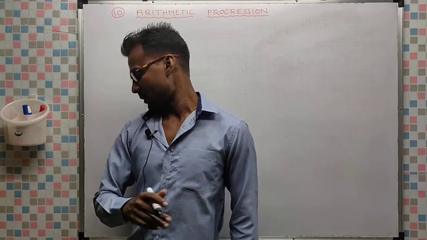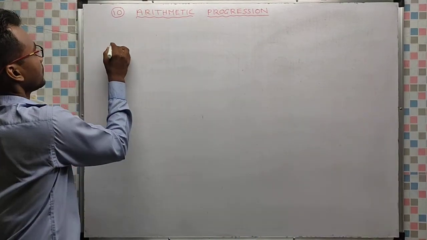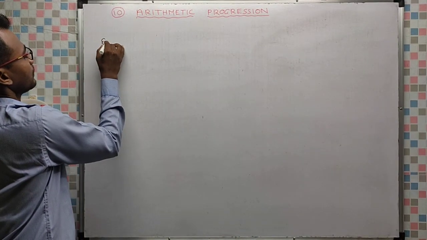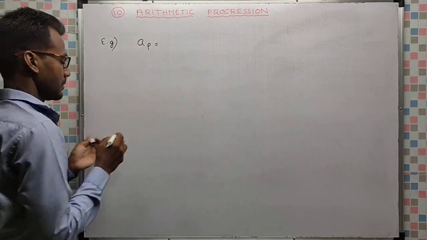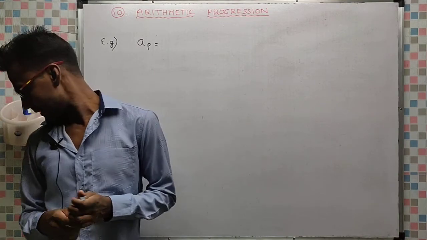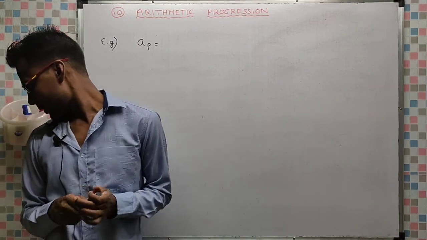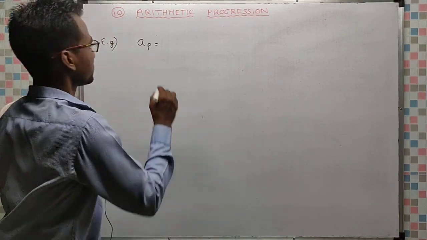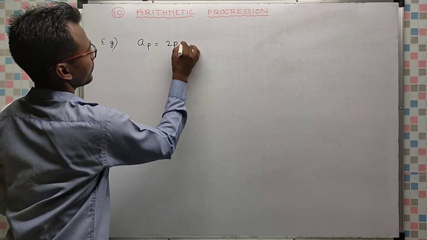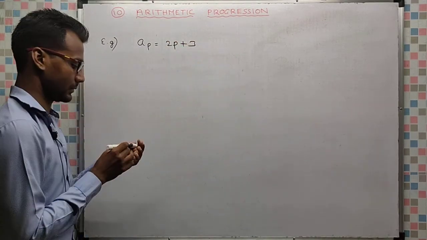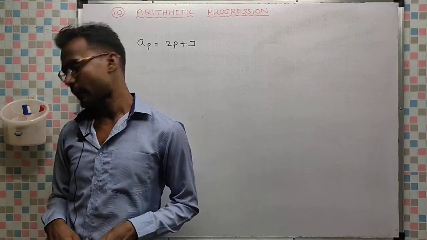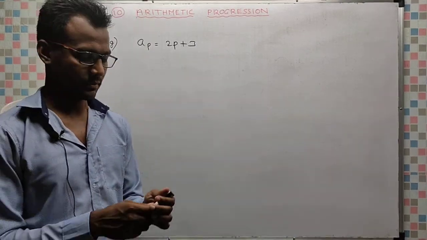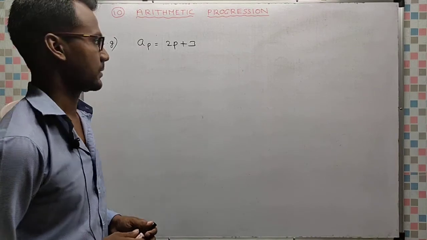If the pth term of an AP is given by the formula 2p plus 3, we have been asked to find the AP, the arithmetic progression. Each term we have to find.